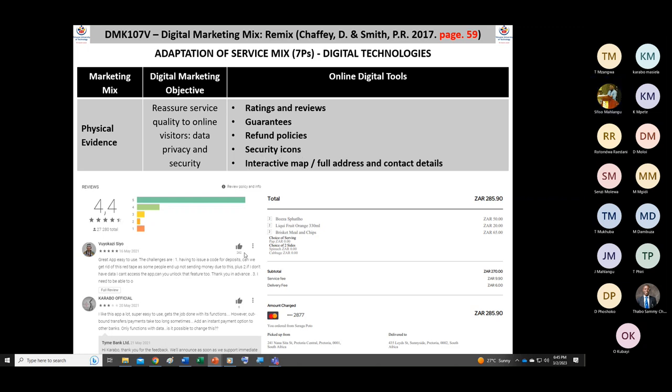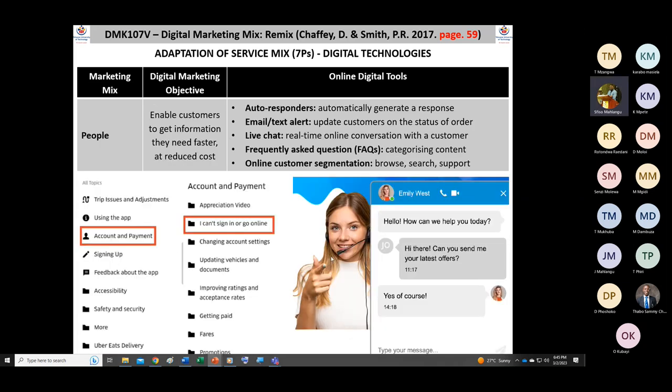So I want to come to the people element, and we add that into our practical example.